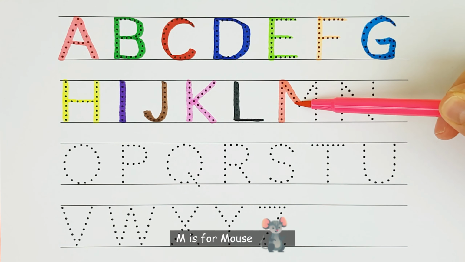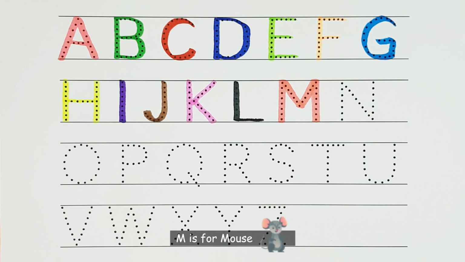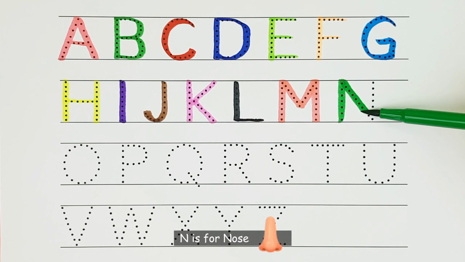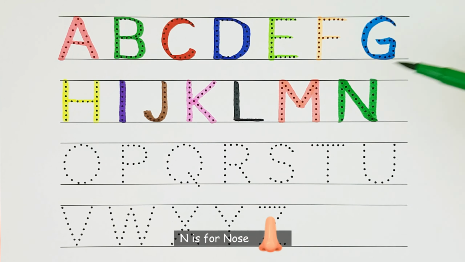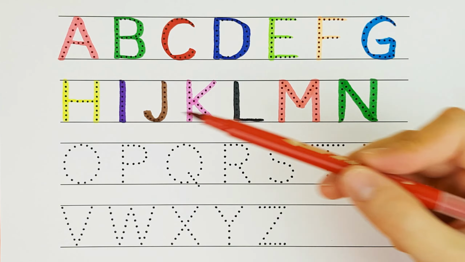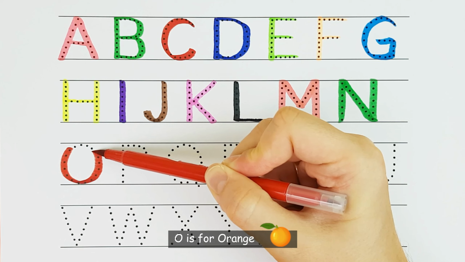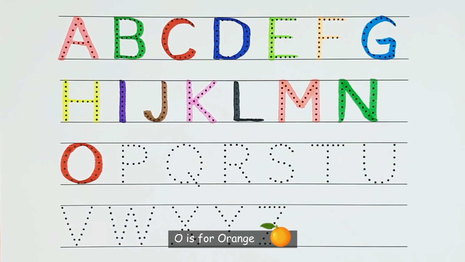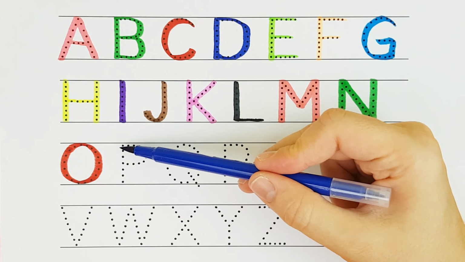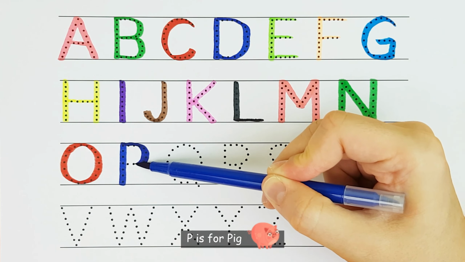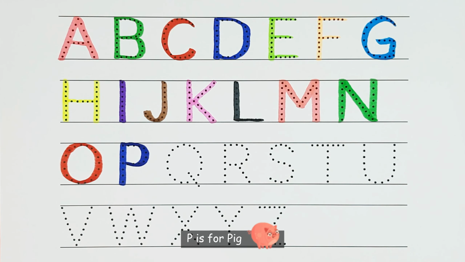M. M is for mouse. M. N. N is for nose. N. O. O is for orange. O. P. P is for pig. P.